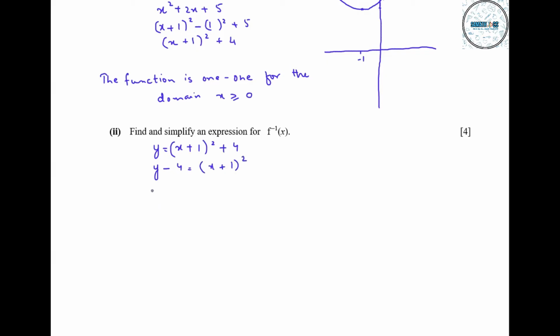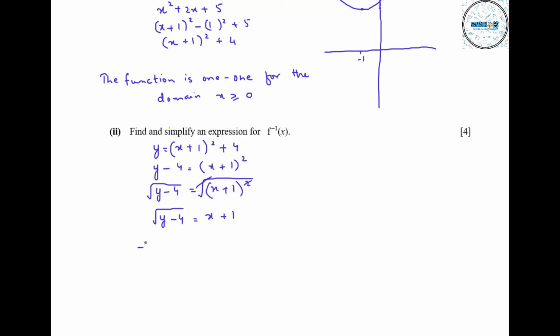Then we'll take square root on both sides. So y minus 4 is equal to (x plus 1) whole square root. This and this would be cancelled out. So we will be left with under root y minus 4 is equal to x plus 1.